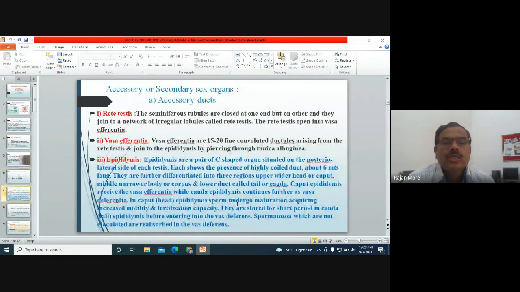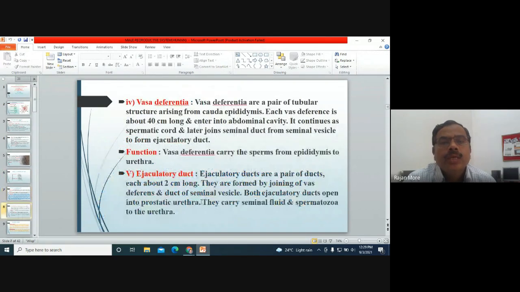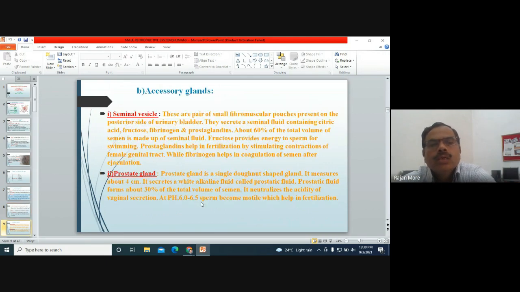So this is the information related to the rete testis, vasa efferentia, and the epididymis. Then the vas deferens: its function is to carry the sperm from the epididymis to the urethra and the ejaculatory duct. The ejaculatory ducts are a pair of ducts which join with the vas deferens and the duct of the seminal vesicle, and carry the seminal fluid and the spermatozoa to the urethra.